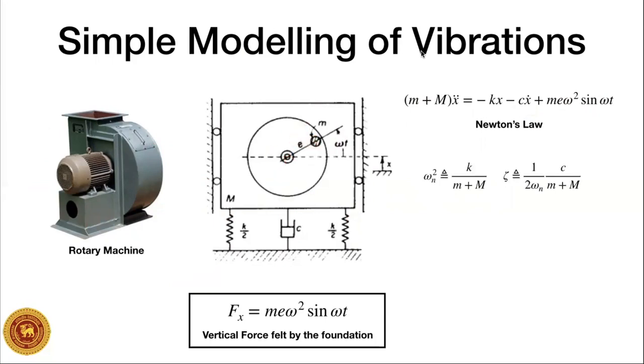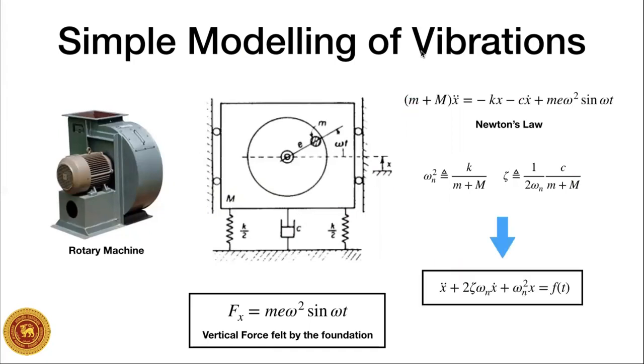And now if you just divide this whole thing by M plus m, and call k over M plus m as omega n squared, define theta as this, in other words, 2 theta omega n to be c divided by M plus m, this differential equation can be converted into this form over here. And so this is a very simple second order linear differential equation.